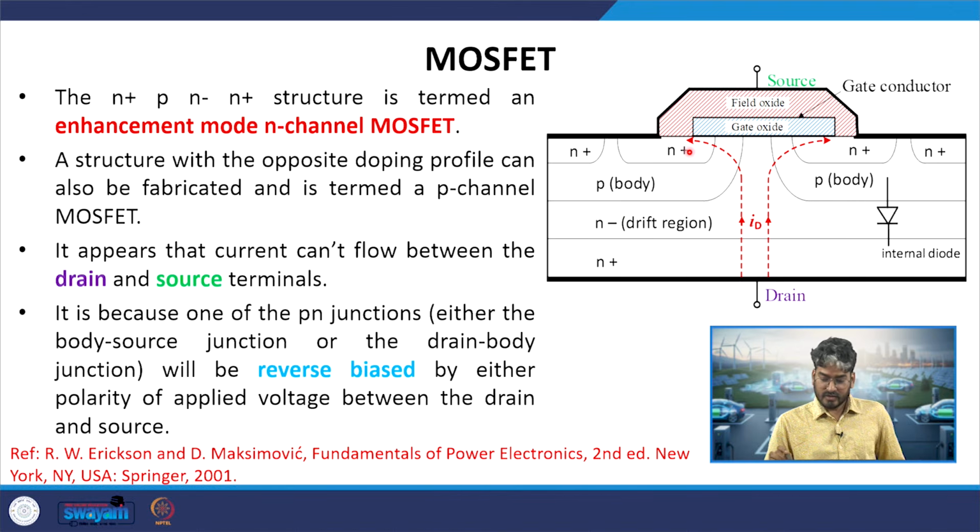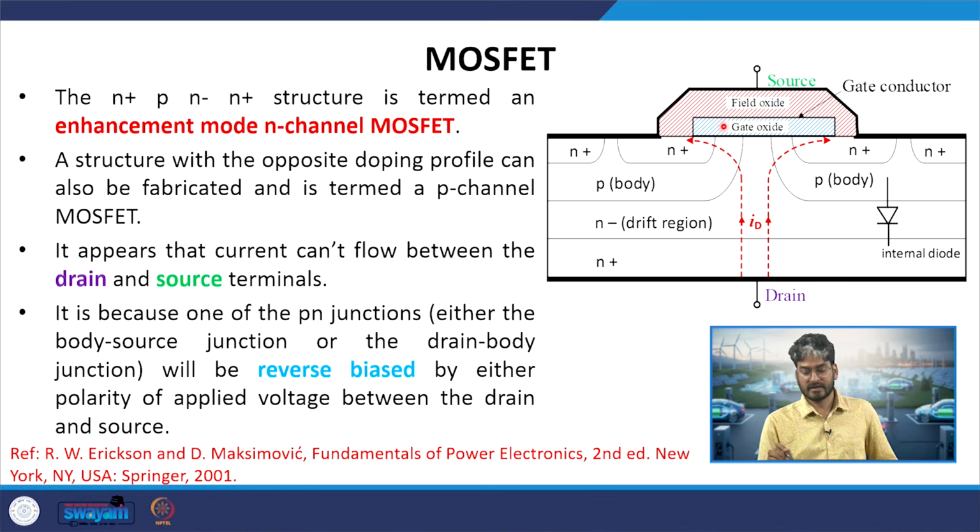Suppose I apply the positive terminal of the supply over here, or positive voltage across this, and the ground or negative terminal is connected over here. Can the MOSFET conduct? The answer is no. Why? I have connected the positive terminal to the N plus layer, or the N side of the device. So this junction is reverse biased.